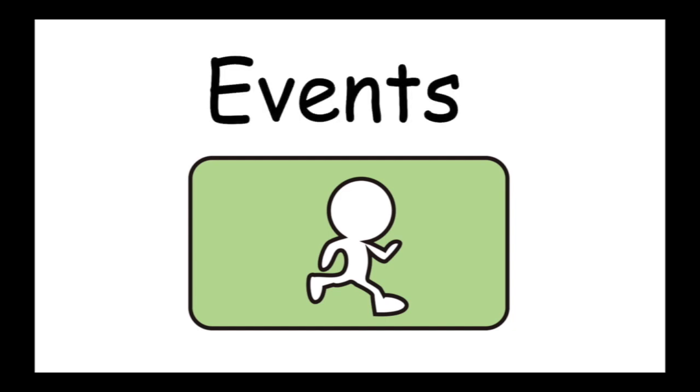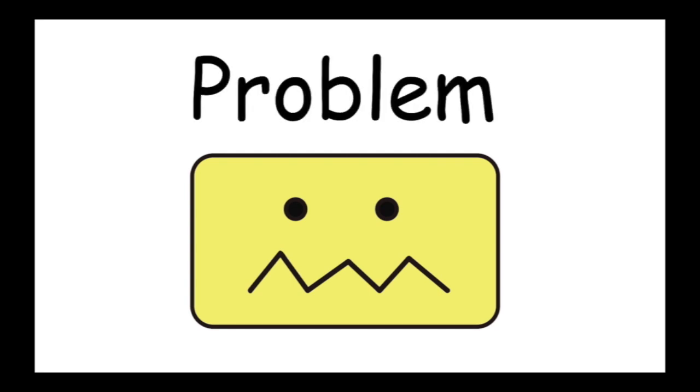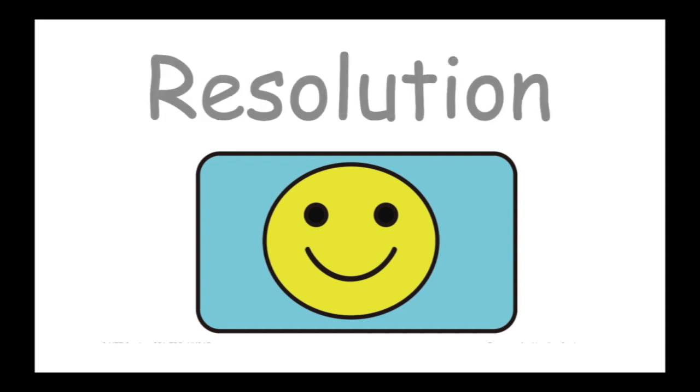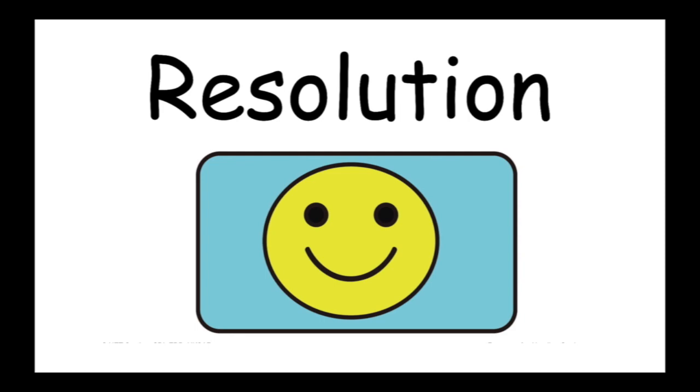Next, we need to look at what happens in the story. We're looking for the events. What happens in the story? We're looking at what happens in the story, and there's something that we need to fix. There is a problem. And how do we solve problems? We solve them with a resolution. Resolutions can fix the problem.